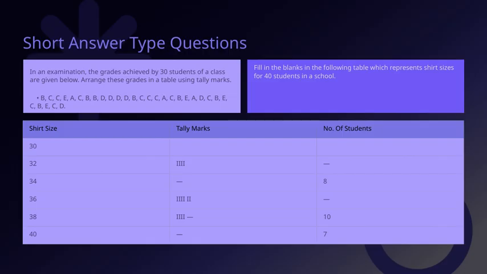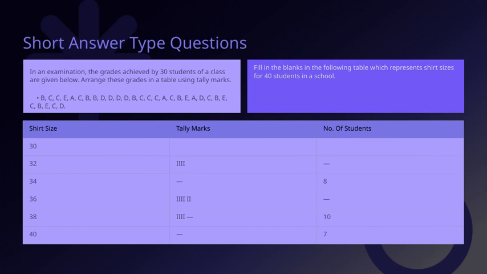When we look at size 36, we see 5 tally marks. This actually shows us a total of 5 students, but in this particular table, it appears that the tally marks are grouped in a way that helps us count quickly. Size 38 has 4 tally marks, representing 4 students, and size 40 has a single tally mark, meaning just 1 student.